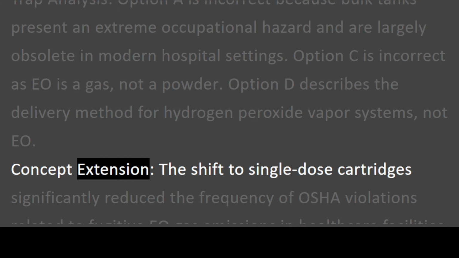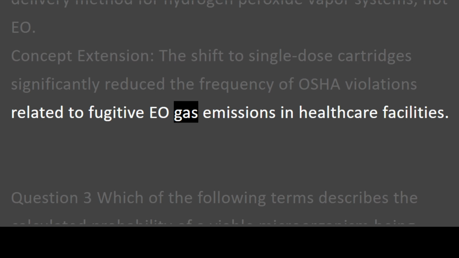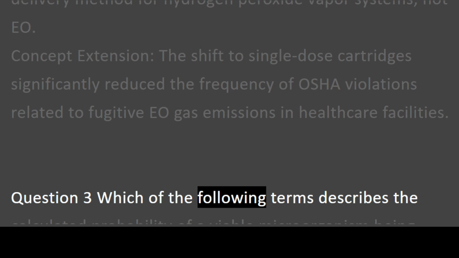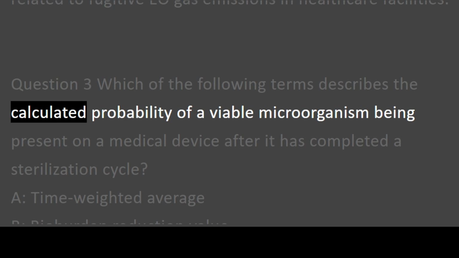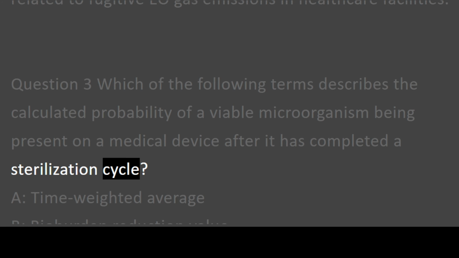Concept extension. The shift to single-dose cartridges significantly reduced the frequency of OSHA violations related to fugitive EO gas emissions in healthcare facilities. Question 3. Which of the following terms describes the calculated probability of a viable microorganism being present on a medical device after it has completed a sterilization cycle?